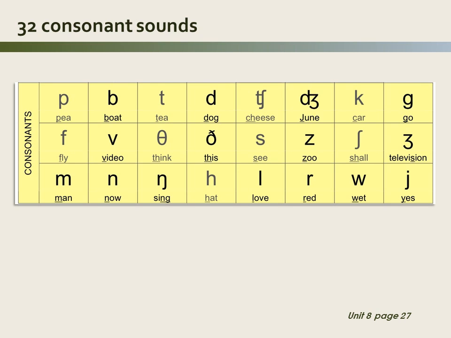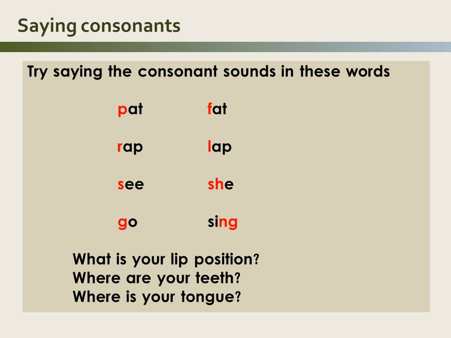We're now going to look at the 32 consonant sounds that we find in English. And again, as with the vowel sounds, I would like you to practice saying some sounds and becoming very aware of your mouth, tongue, teeth position. So, as last time with the vowel sounds, I would like you to experiment with what happens with your mouth, with your lips, with your teeth, with your tongue when you are making these consonant sounds in red.